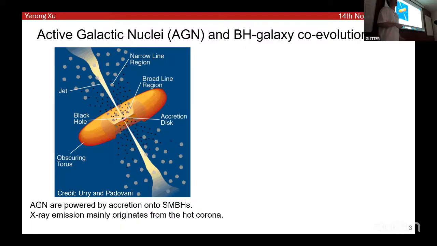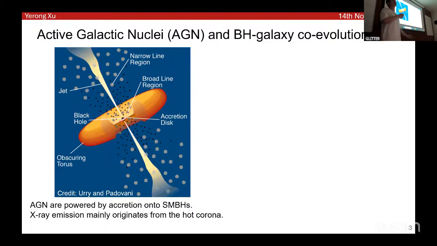But today I will focus on the X-ray view of the AGN system, because it will allow us to probe the very central region of this system. The X-ray emission of AGN mainly originates from the Comptonization of hot plasma very close to the supermassive black hole. We call it the hot corona.